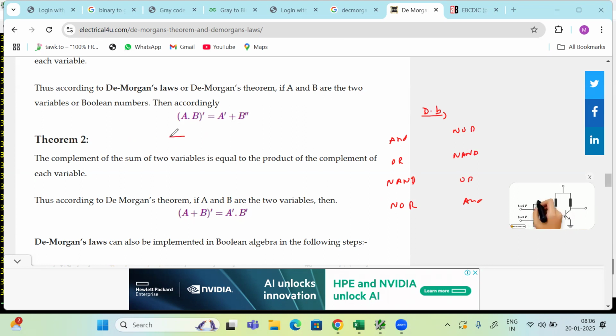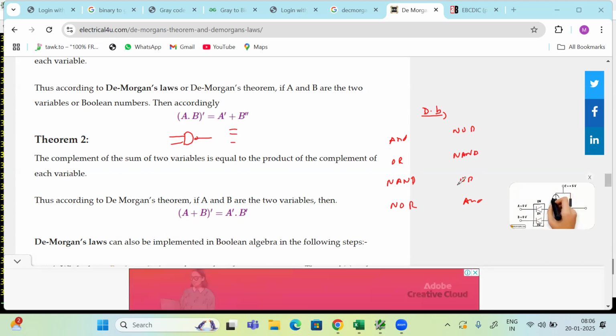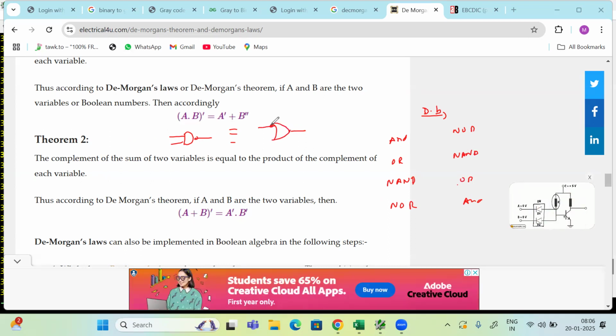NAND is equivalent to what? OR with bubbles, double bubble. NOR is equivalent to what? Double bubble AND. They're all double bubble. So can you write like this? This you can write like this.